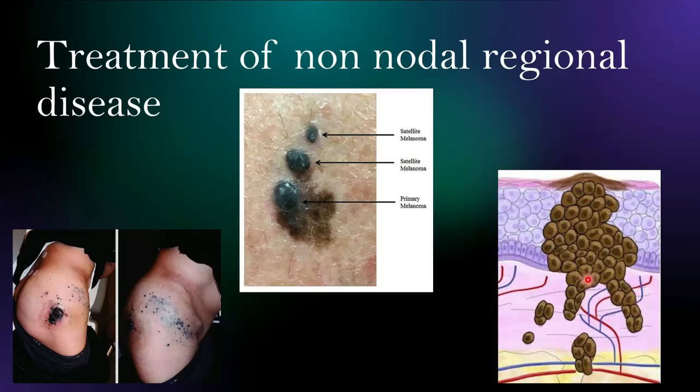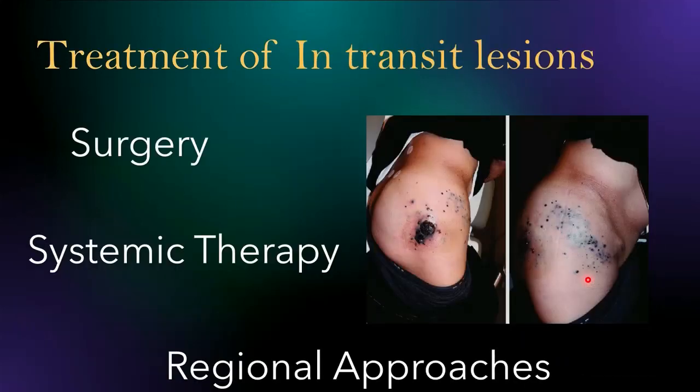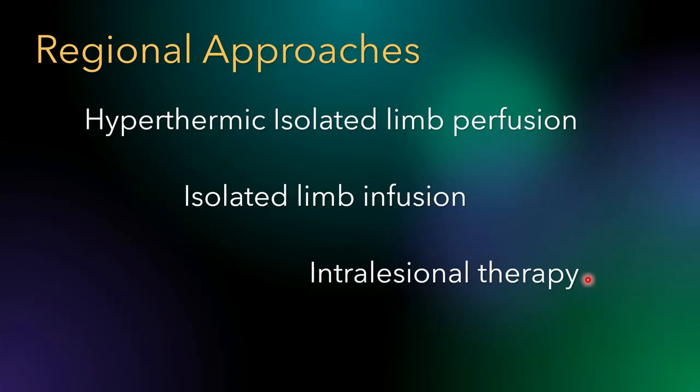But in-transit metastasis is a different story. We have to treat it in a different way. If it is a small or single in-transit metastasis, we can go for surgery and remove the lesion. If it is widespread and cannot be managed by any regional approaches, we can go for systemic therapy. But generally, the treatment of in-transit metastasis is by regional approaches. The regional approaches are hyperthermic isolated limb perfusion, isolated limb infusion, and intralesional therapy.